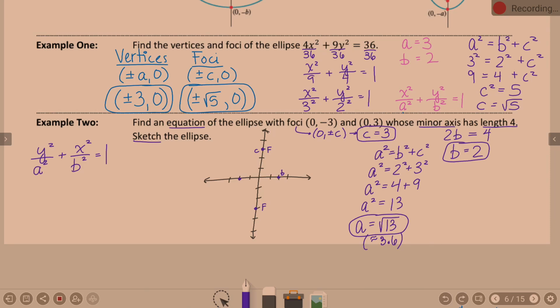Okay. So what that means is that my C value is at 3. Where's my A value going to be? 3.6. Okay. That also means the A value represents your vertices. So those are your vertices.